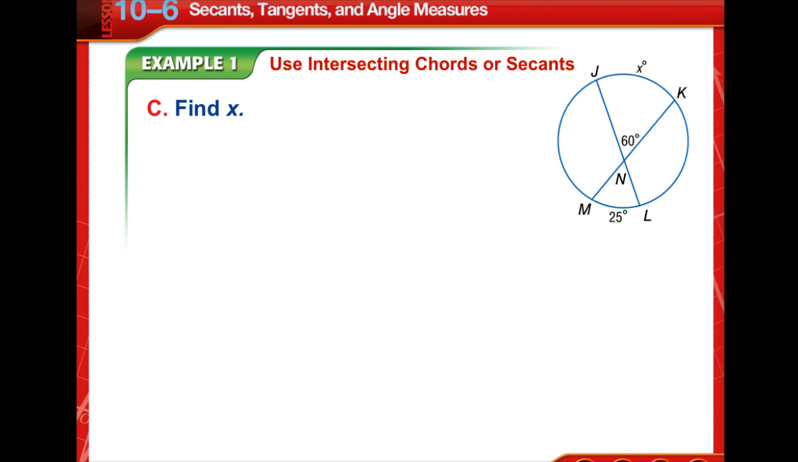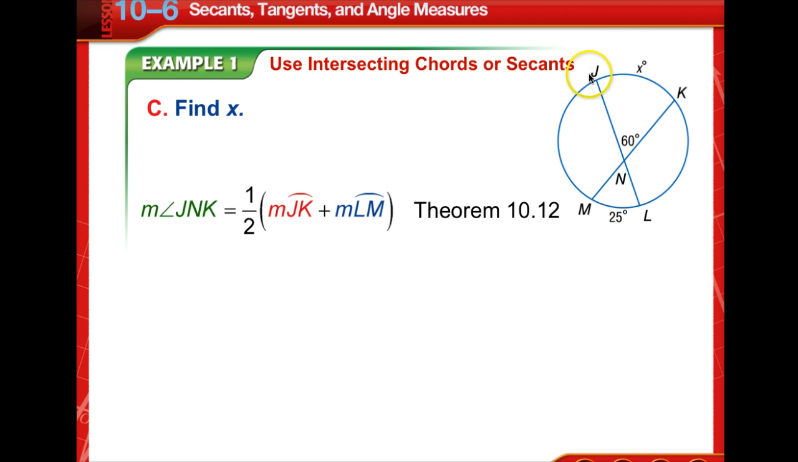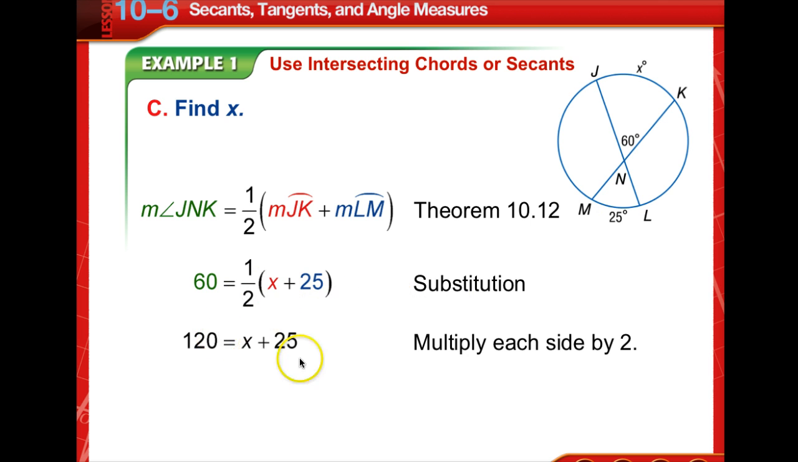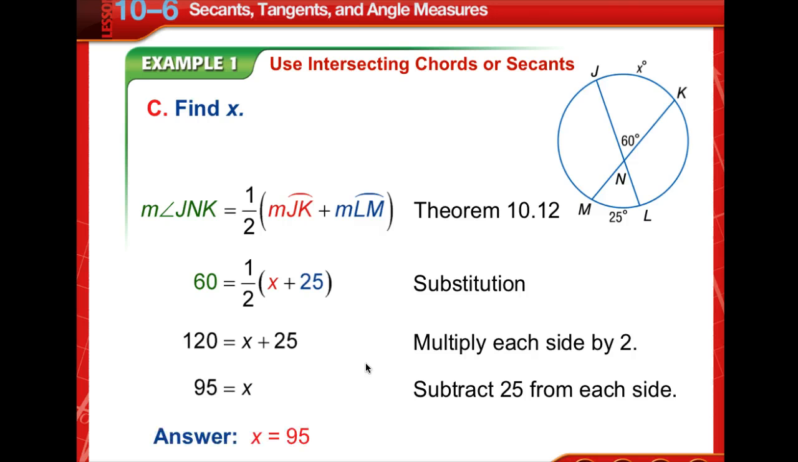Okay, we're asked to find x. All right, so now we don't know the measurement of this arc, but we still know that the measurement of this angle is equal to half of x plus 25. Now let's start by getting rid of the fraction by multiplying both sides by 2, and then solve for x. So x is 95.